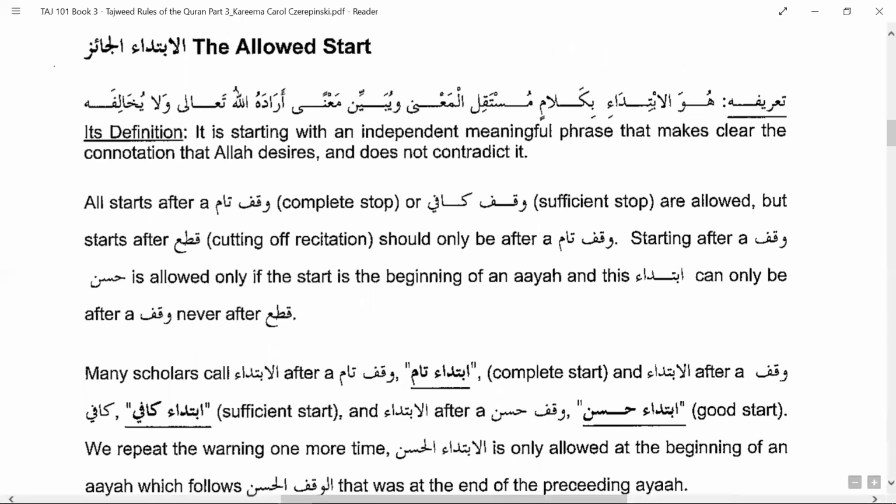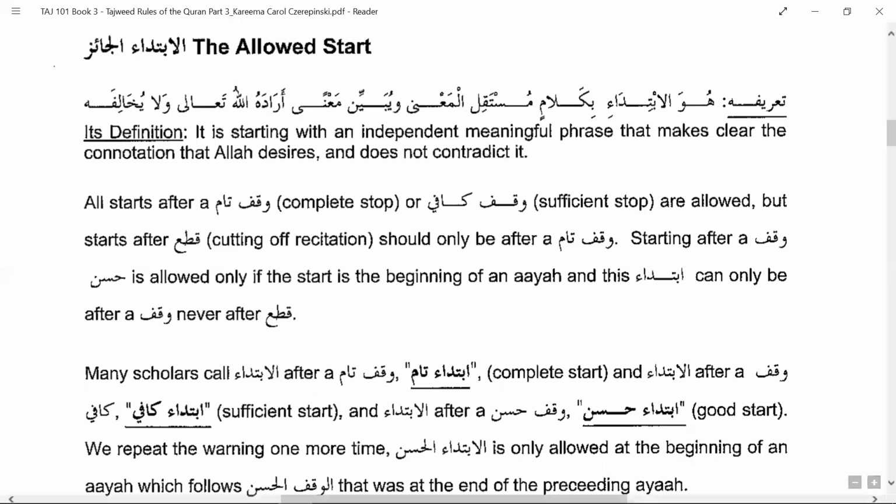It is starting with an independent, meaningful phrase that makes clear the connotation that Allah desires and does not contradict it. So what is the allowed start? Whenever you are doing a start, if the start is independent in meaning, has a full meaning, and conveys what Allah has intended, not something contradictory, then that is called an allowed start. All starts after waqf tam, which is a complete stop, or al-waqf al-kafi, which is a sufficient stop, are allowed. Anything that you start after these is allowed.